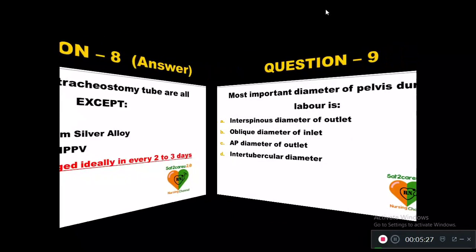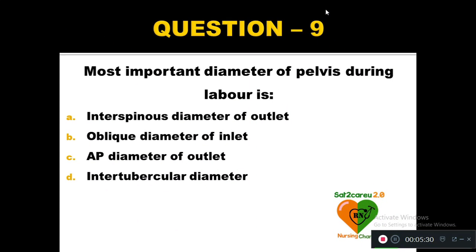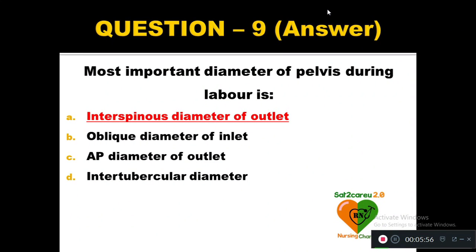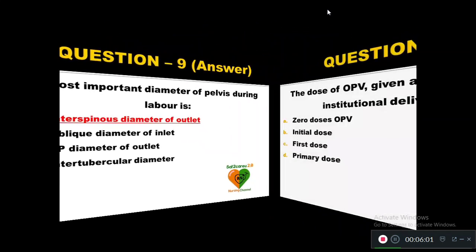Question number 9. Most important diameter of pelvis during labor is option A, interspinous diameter of outlet. Option B, oblique diameter of inlet. Option C, anterior posterior diameter of outlet. And D is intertubercular diameter. The most important diameter of pelvis during labor is option A, interspinous diameter of outlet.